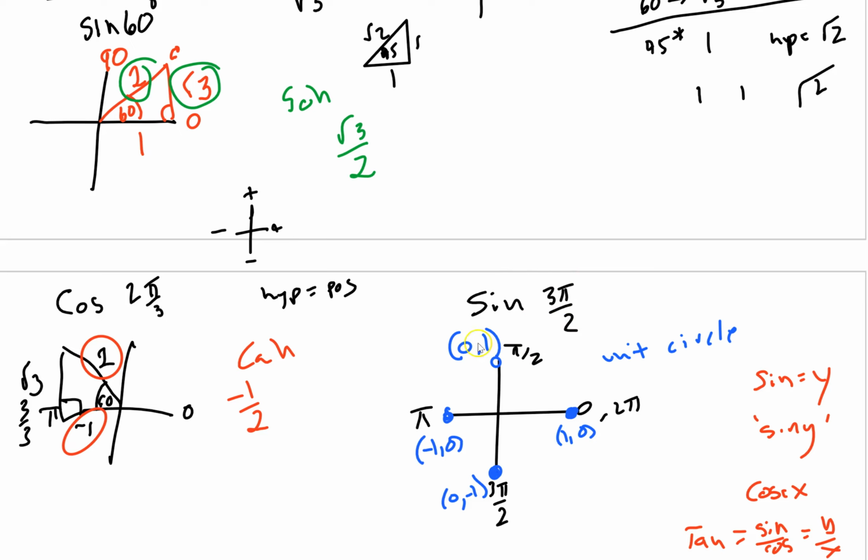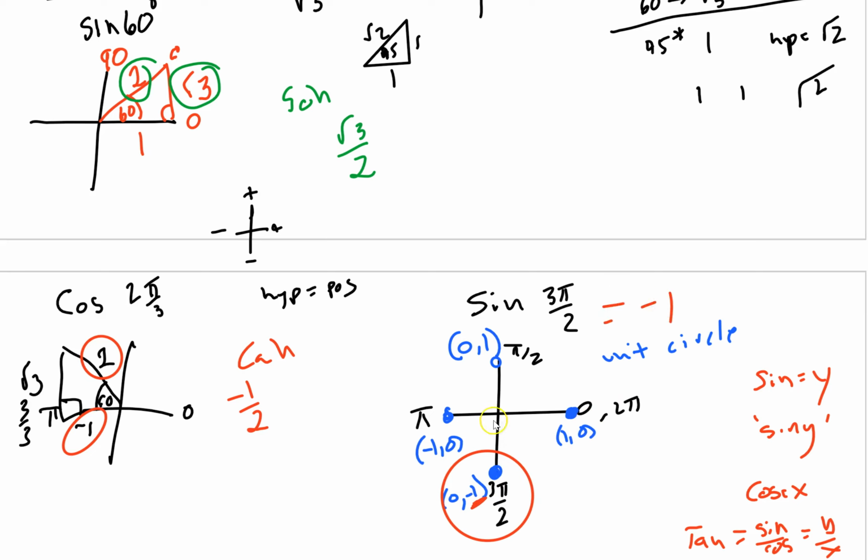So if you ever get a point that lands on one of these things, you just got to remember, oh, it's a unit circle. What are the points there? Sine is the y value, cosine is the x value. So my example here, sine of 3π/2. Here's 3π/2, and I want the y value, -1. That's how you do sine of 3π/2.